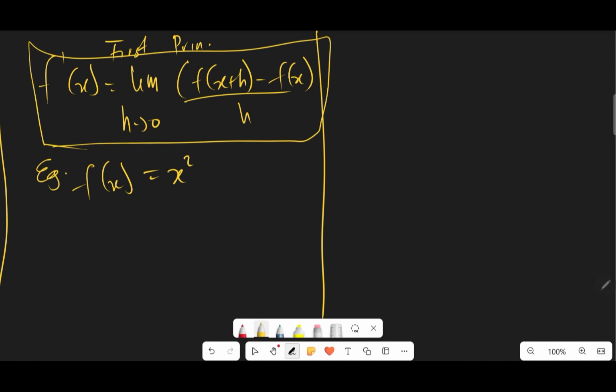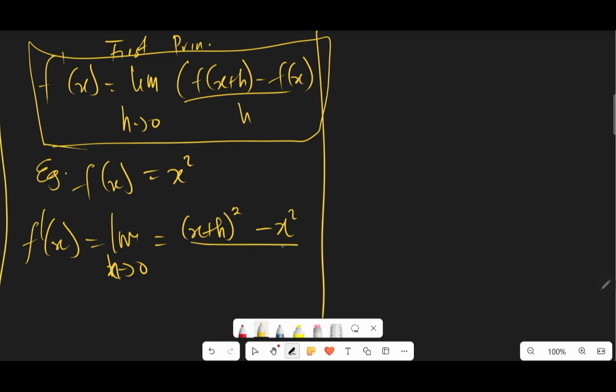So anywhere I see x, I'm going to put what? x plus h there. Is that okay? So let's go. Using the first principle, f prime of x is equal to the limit as h approaches 0. Because x is here, I'm going to put x plus h there, then we square it. We have minus f of x. And what is f of x from the question? x squared. So minus x squared, all over h.